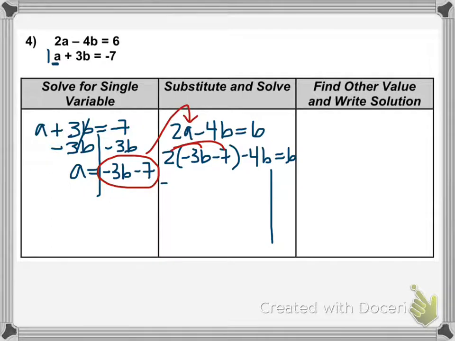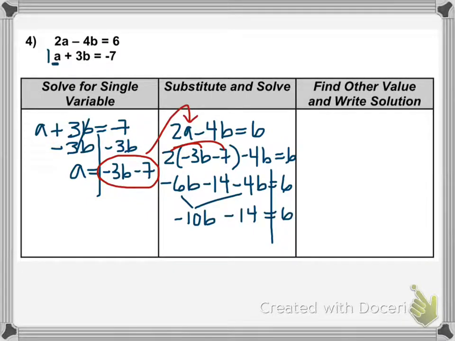2 times negative 3b is negative 6b. 2 times negative 7 is negative 14. And then we have minus 4b equals 6. Let's combine our like terms. Negative 6b and negative 4b combine to make negative 10b. We still have the minus 14, and that equals 6. All our b's are together on the left. Let's move our constants to the right. So we'll move that minus 14 over by adding it to both sides.